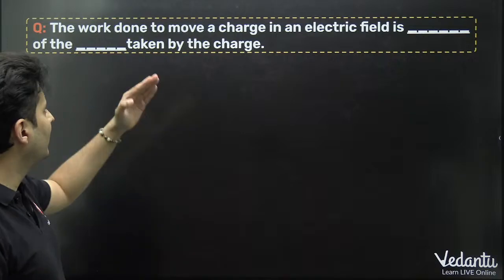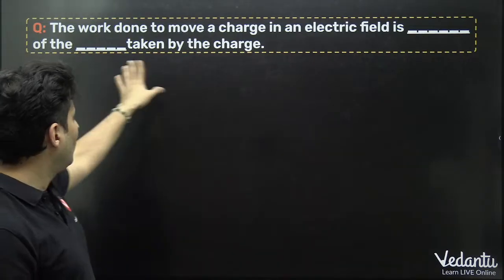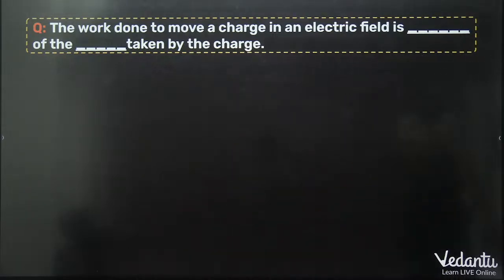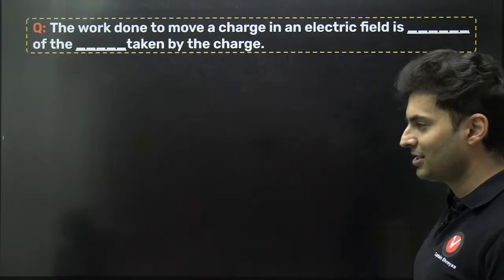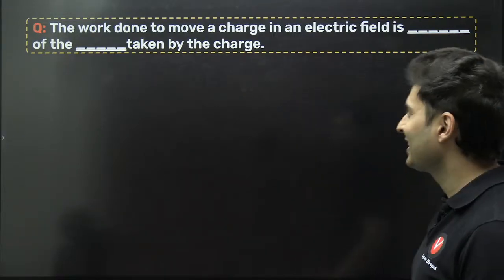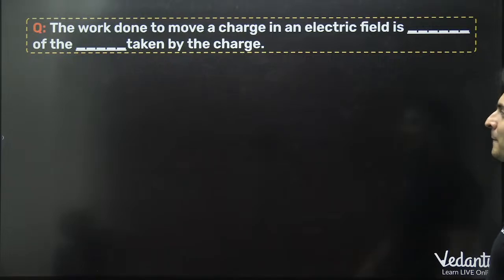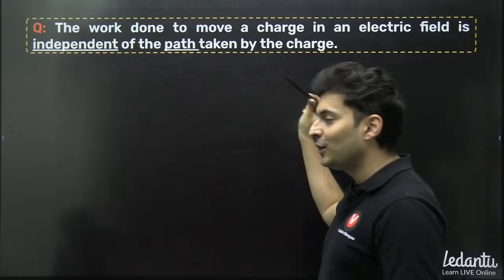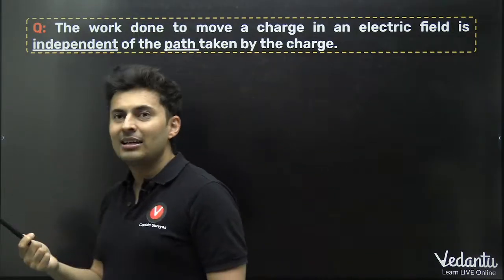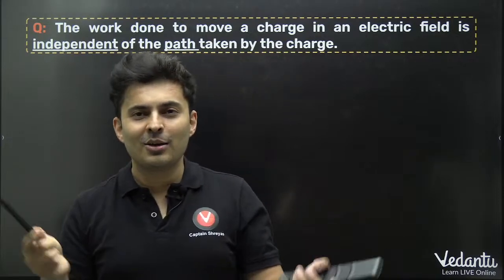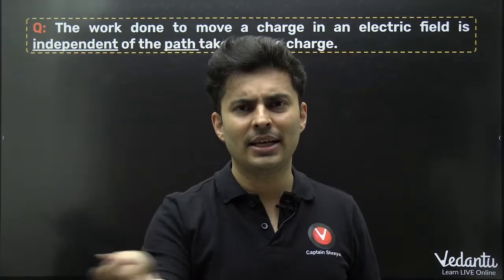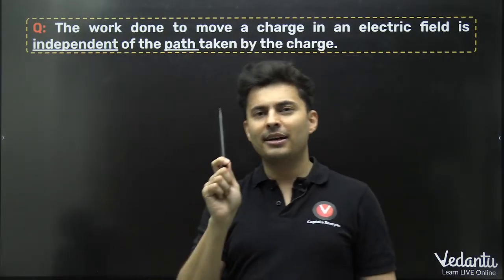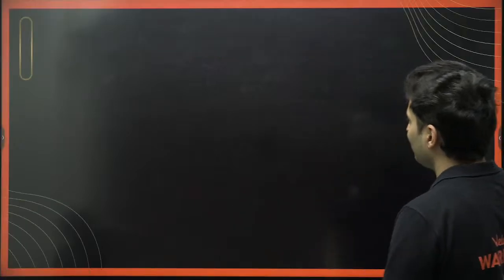Next up. The work done to move a charge in an electric field is dash of the dash taken by the charge. What do you think is the answer for this? Think carefully. Very good. Yes, it is independent of the path taken by the charge. Work done, it's a conservative field. So no matter how you go, doesn't matter. You go like this, you go like this, you go like this. Path taken does not matter. Work done is always the same because it is conservative.